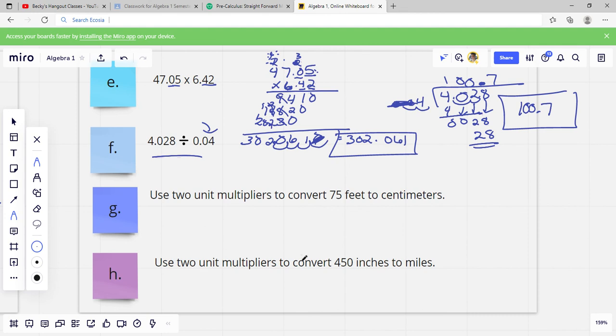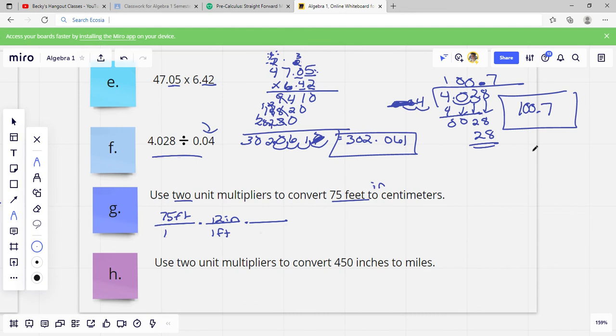Now we have 2 unit multiplier problems. The first one says use 2 unit multipliers to convert 75 feet to centimeters. All right, so I have 75 feet over 1. All right, and I need to multiply that by 2 unit multipliers. So I'm going to go from feet to inches and then from inches to centimeters. All right, so I know there are 12 inches in 1 foot. So 1 foot goes on the bottom and 12 inches goes on the top.